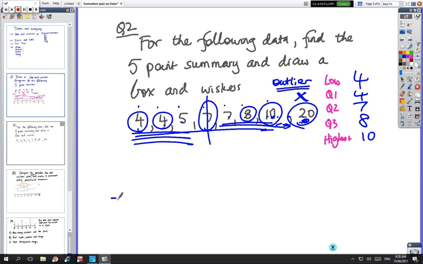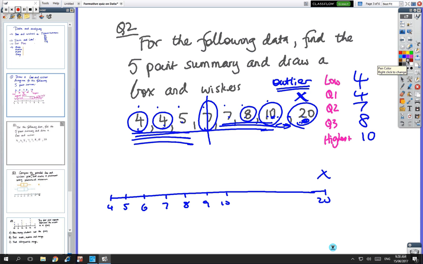So again, we've got to include the scores. So 4, 5, 6, 7, 8, 9, 10, and then over here is 20. And what we do is we just put a cross to indicate there was a score there, but it's not part of the data set when we're looking at representative.